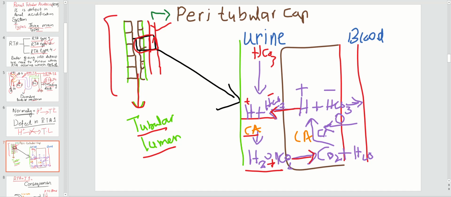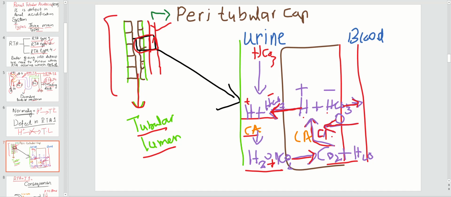It again combines with water inside the epithelial cells to form carbonic acid, and again this carbonic acid dissociates into hydrogen and bicarbonate ion. So when one hydrogen ion is secreted into the tubular lumen, at the same time one bicarbonate ion is reabsorbed back into the blood with the exchange of chloride into the cell. So this is the normal pathway.